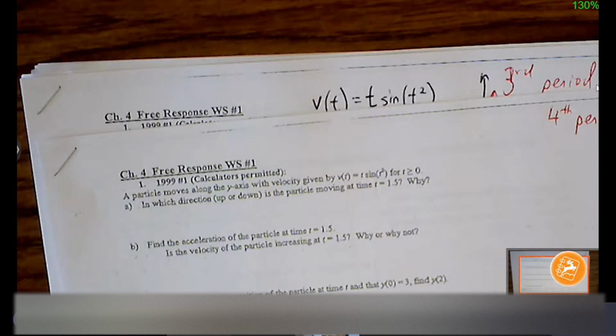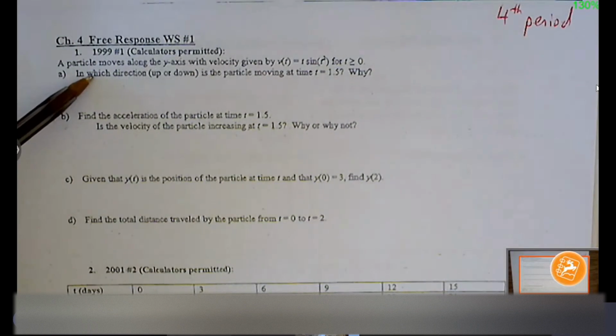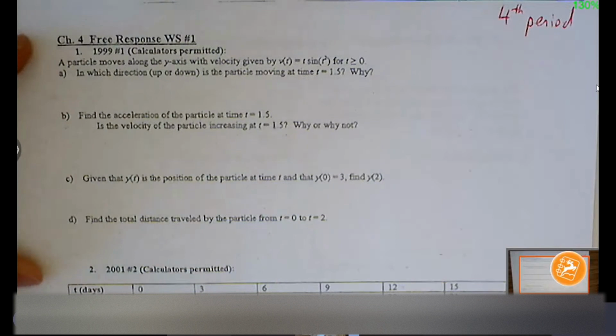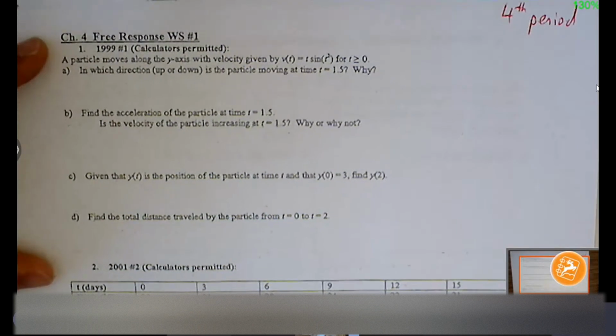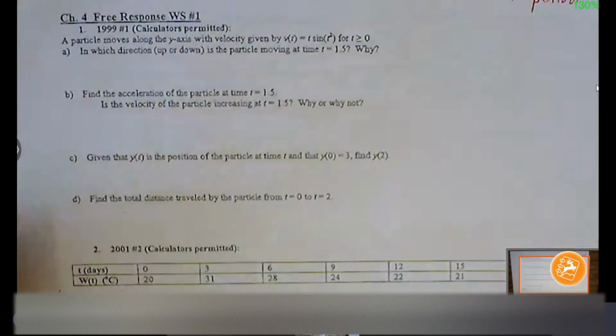We're going to focus our attention today on working through the first page of the chapter 4 review worksheet 1, and we're really going to take advantage of the calculator features that we talked about yesterday, and we're going to see how they're going to help us through this process.